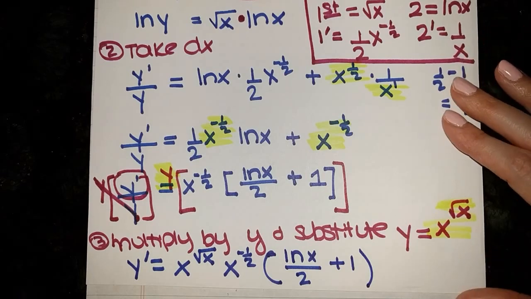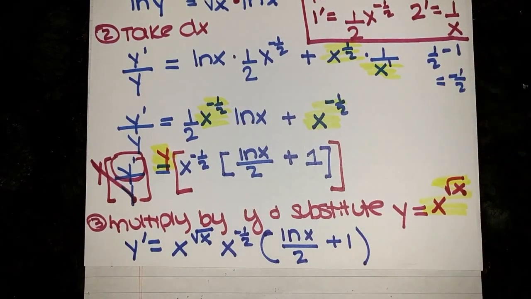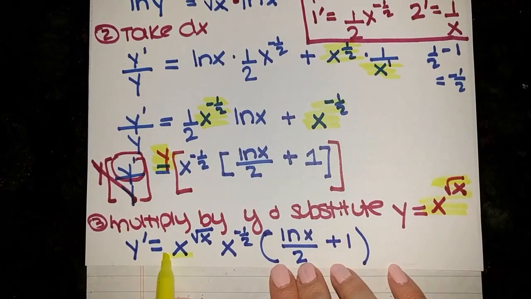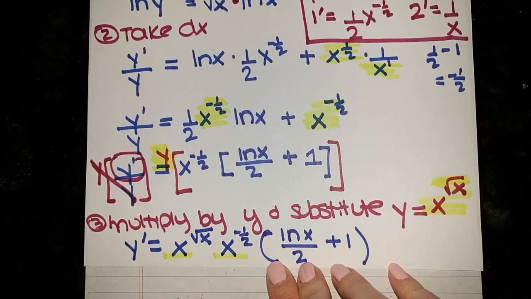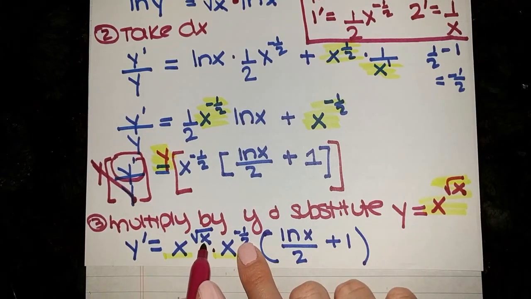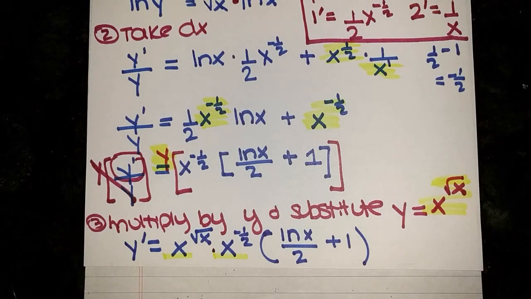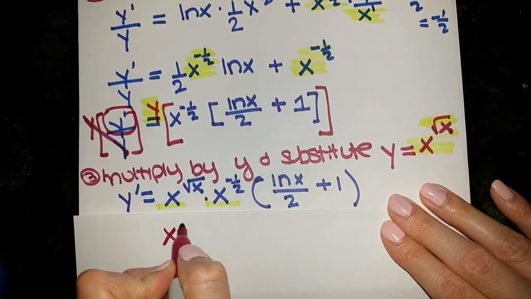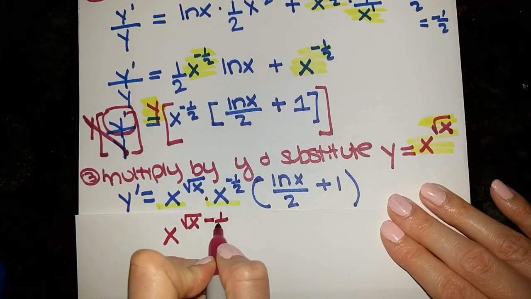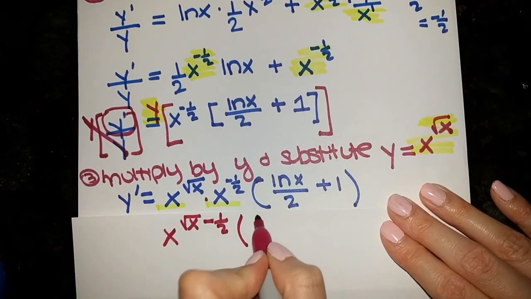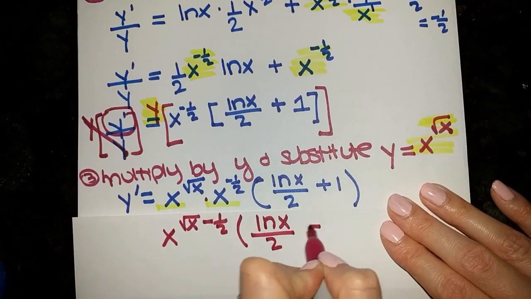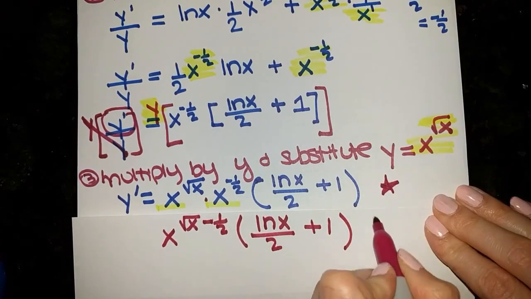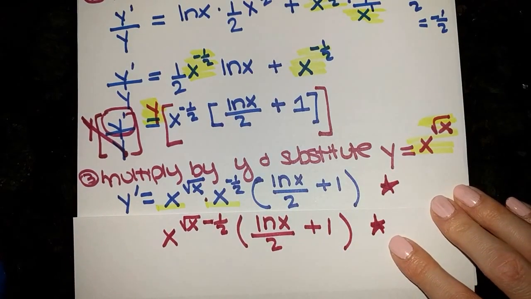Okay, now if you really want it to be fancy here, and I do want you to kind of think about this, is that you have a base x here, a base x here, and they are being multiplied. So you could add those exponents, so to speak. So you could combine this together to write it as x to the square root x minus 1/2 with just one base, and then natural log x over 2 plus 1. So either of these would be fine, but the second one is the more simplified version.